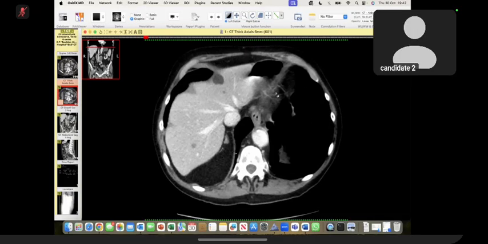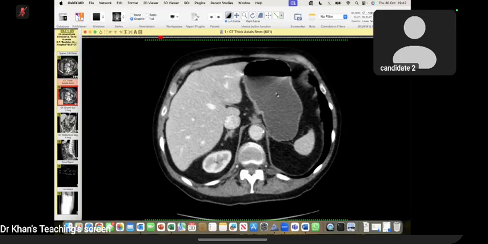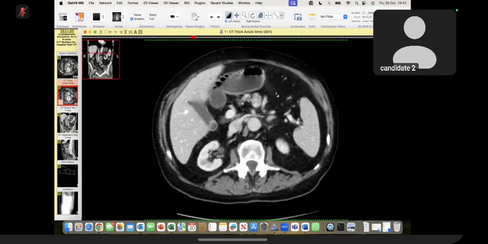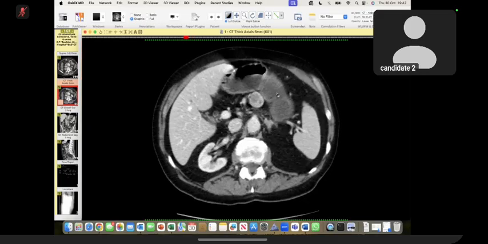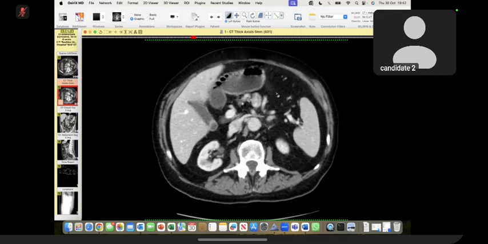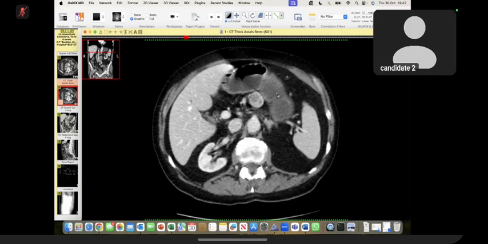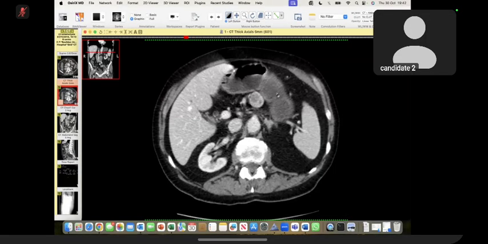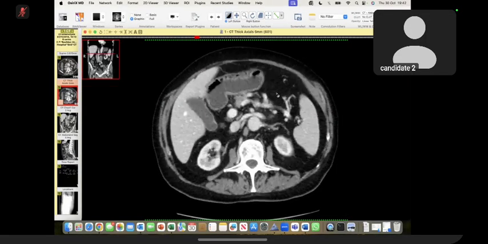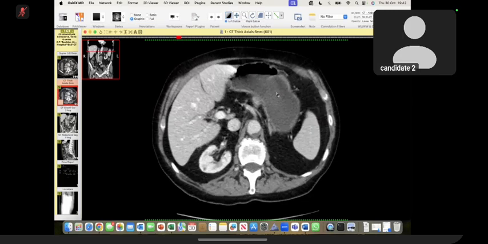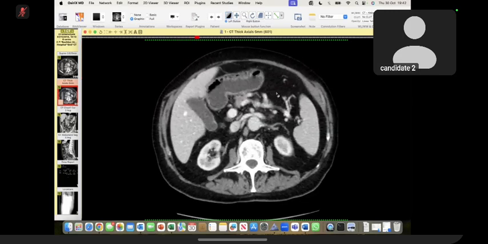Sir, can I please have a look at the area of the lesser sac, behind the stomach? Yes, I can appreciate a well-defined, heterogeneously enhancing, centrally hypodense area in the lesser sac, abutting the gastric wall. However, it has clear fat planes with the stomach as well as with the pancreatic parenchyma. I would like to establish its relationship with the surrounding vessels. It is seen clearly separate from the splenic vein as well as the celiac axis.